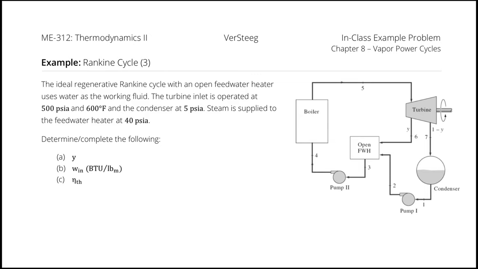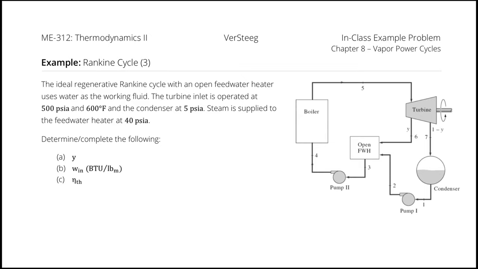First, Y, the proportion of mass flow rate that is brought out of the turbine early to feed the open feedwater heater, then the specific work in relative to the cycle as a whole, and then the thermal efficiency. I will begin by trying to identify two independent intensive properties about all seven state points. Once I have those identified, looking up whatever properties I need is just a matter of putting in the time.